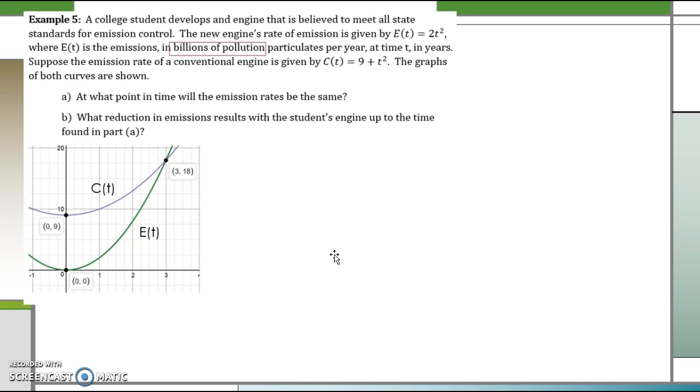So when I graphed them, I found that C of t was my top line and E of t was my bottom line. And I'm just going to point out that the answer we receive in the end is in billions. When we want to find at what point in time the emission rates will be the same, we want to know when E of t will be equal to C of t. So when will the new engine's rate be equivalent to the conventional engine's rate? We set our equations equal to each other. When we do that, we find that we have t equal to 3.